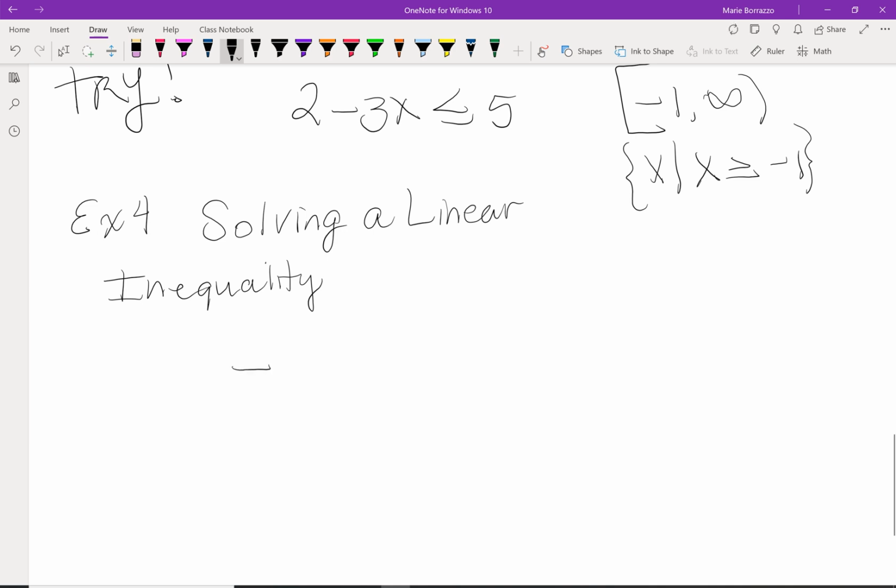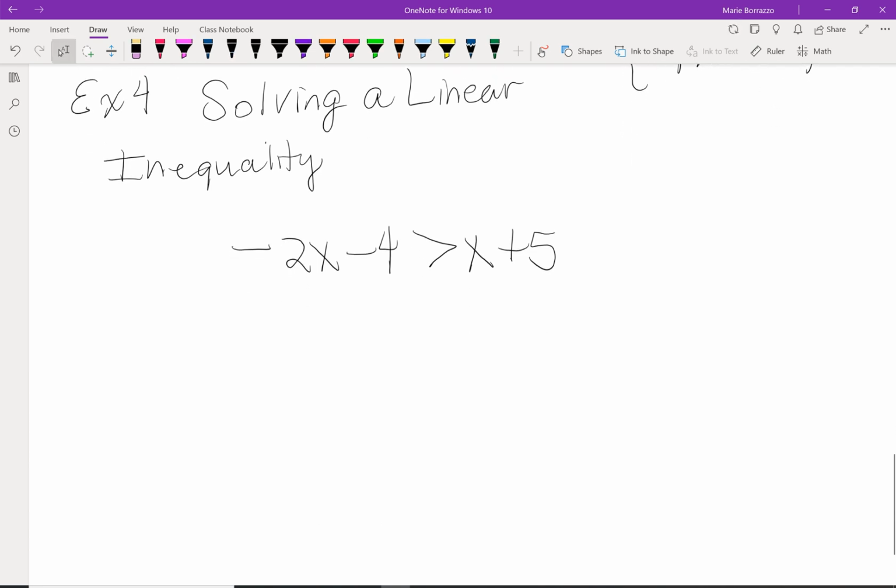And they're giving you negative 2x minus 4 is greater than x plus 5. In this question, understand that we're just going to have to move the x's to one side and all the numbers to the other. So in essence, my first step will be to subtract x on both sides. You can subtract all day long, it doesn't matter, it's not going to change your value.